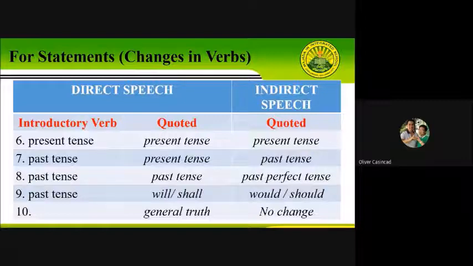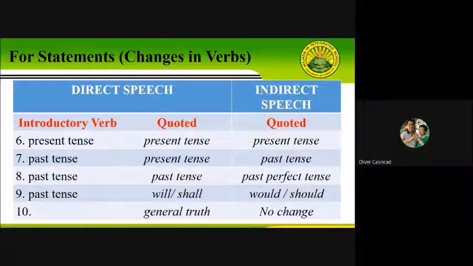Like for example, in rule number 6, if both verbs are in the present tense, the quoted part will remain the same, still in the present tense. Rule number 7, if the verb in the introductory part is in past tense and the verb in the quoted is present tense, we are going to change that present tense into past tense. Number 8, if the verb in the introductory is past tense and the verb in the quoted is also past tense, that verb in the quoted from direct to indirect will be changed to past perfect tense. Rule number 9, if the verb in the introductory is in the past tense and the verb in the quoted is in the future tense beginning with will or shall, in indirect speech, you're going to change will to would and shall to should.